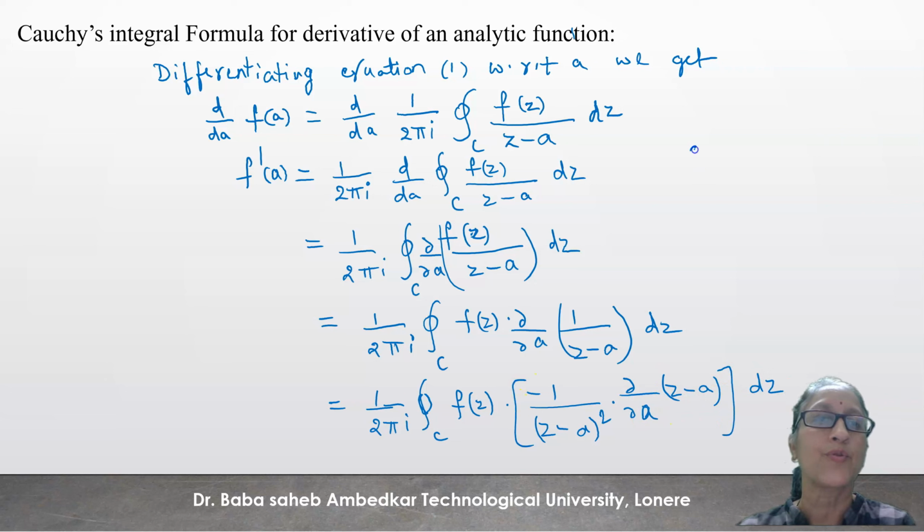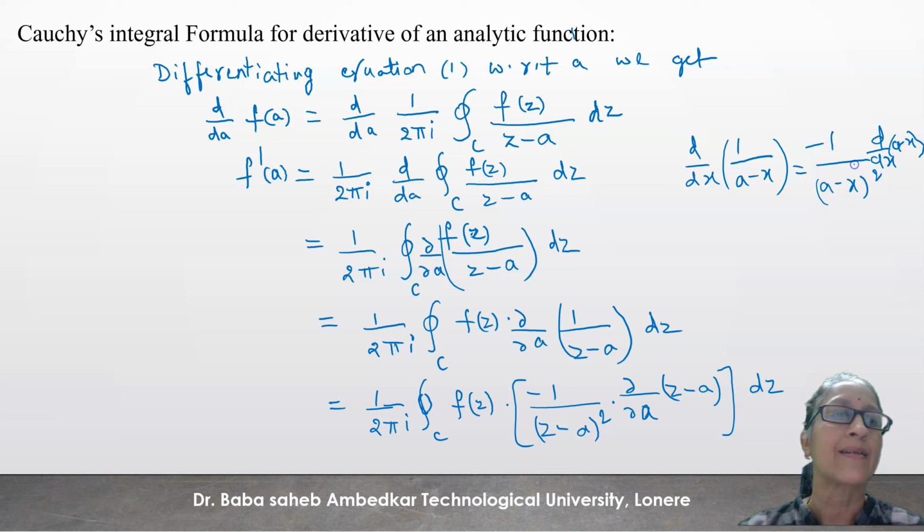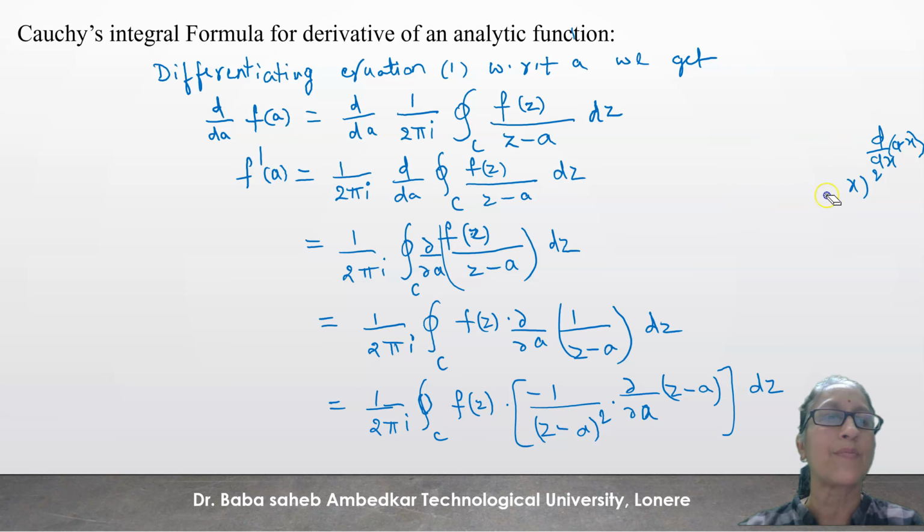So here if you see this formula, d by dx of 1 upon x minus a or 1 upon a minus x, if you see this 1 upon a minus x, you get minus 1 by (a minus x) whole square into d by dx of (a minus x). So we use a similar formula. That means first we have to apply the 1 by x formula, but here this is not a single term, z minus a is there. That's why here minus 1 by (z minus a) whole square into the derivative of z minus a with respect to a.